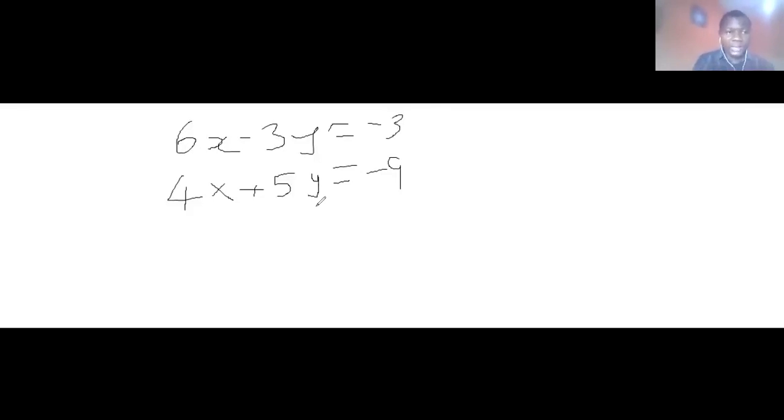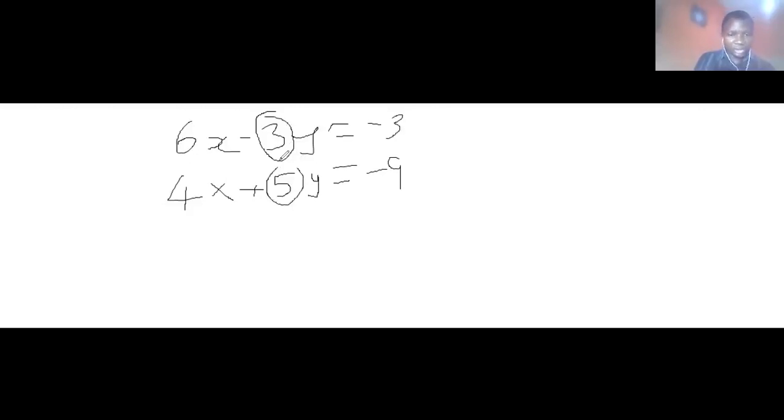the way I always ask myself first is between x and y, which one do I want to eliminate? I would like to eliminate y first, to remove this y first. Notice that we're having 3 here and we're having 5 here. These numbers, the first number and the second number, are not the same.